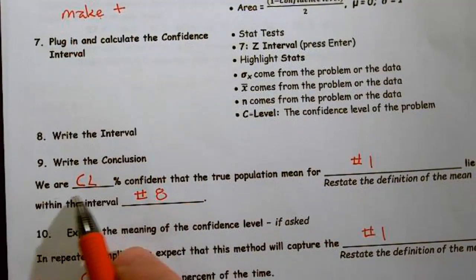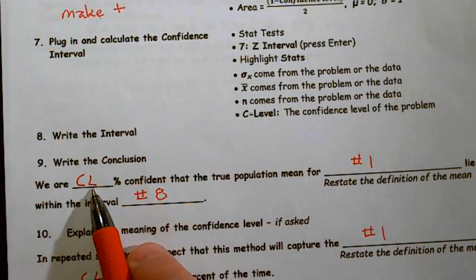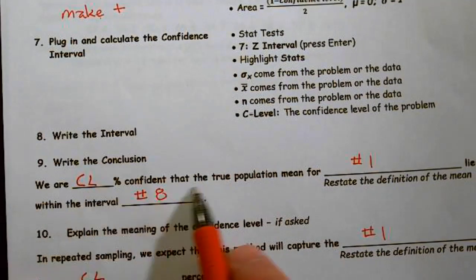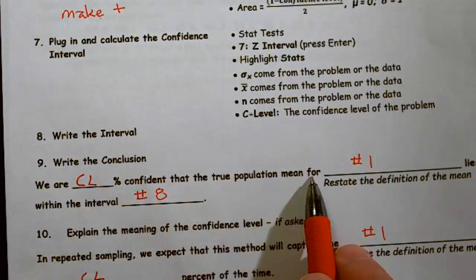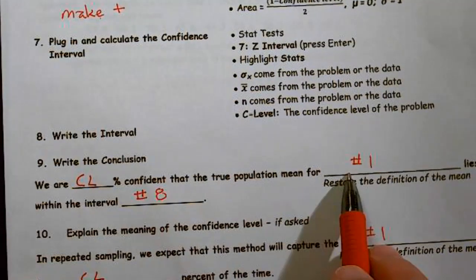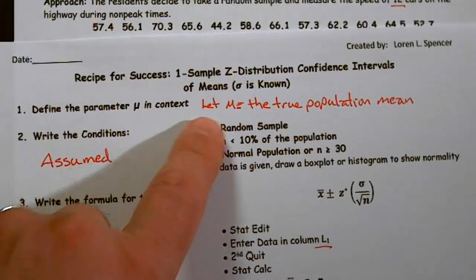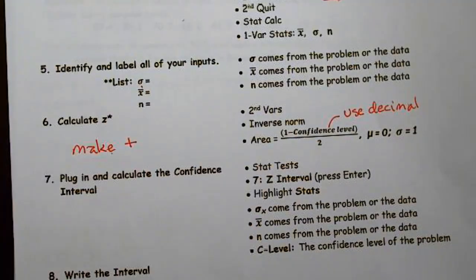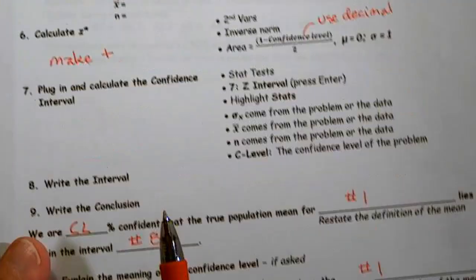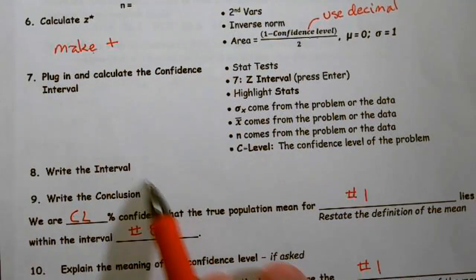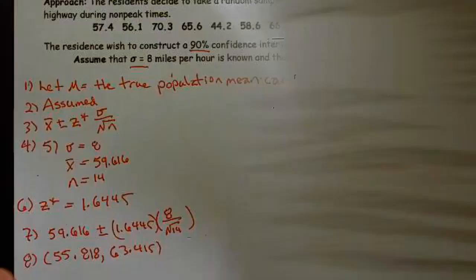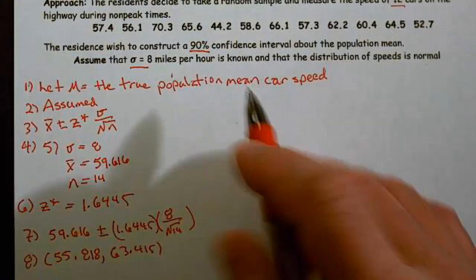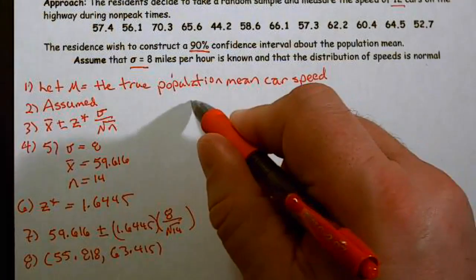And it says we are blank percent. Well, that's our confidence level. So in our case, we are 90% confident that the true population mean, and this is where we're going to put in number 1, whatever we wrote for our parameter definition, lies within the interval, whatever we just calculated, lies within the interval of number 8, where we calculate that. So let's try that out. And I'm going to put this over here because I'm running out of room.